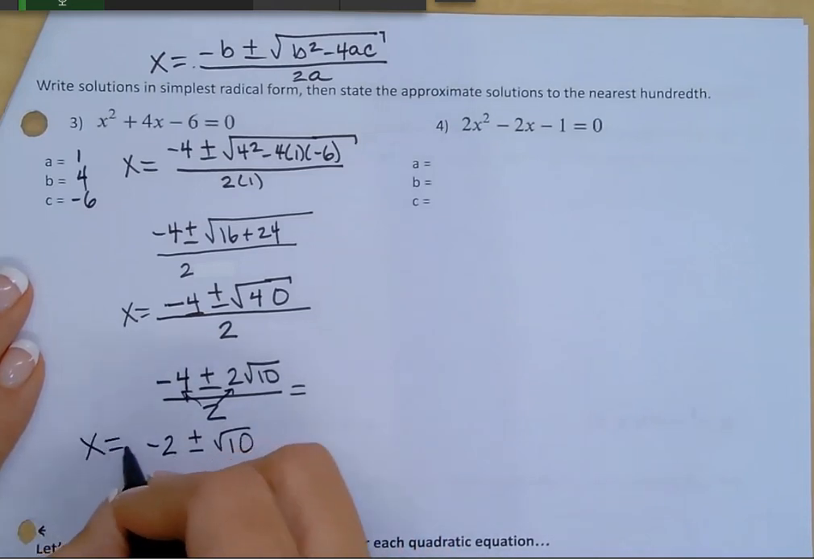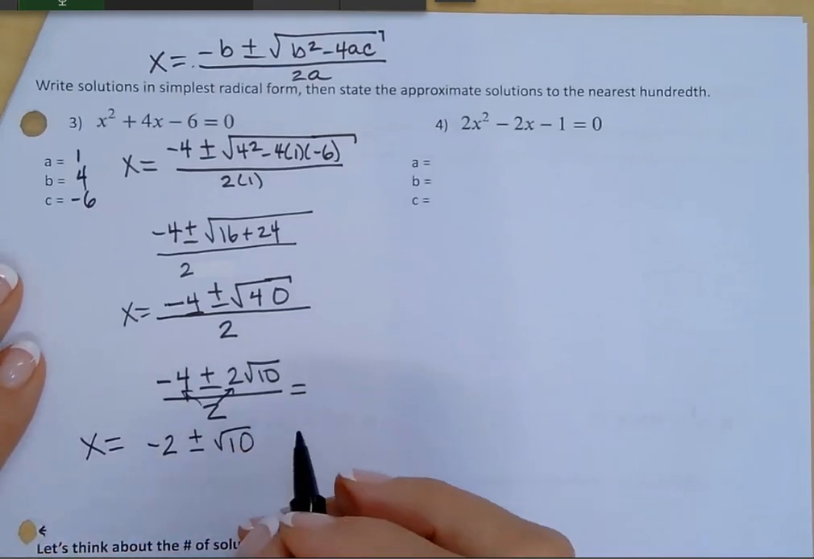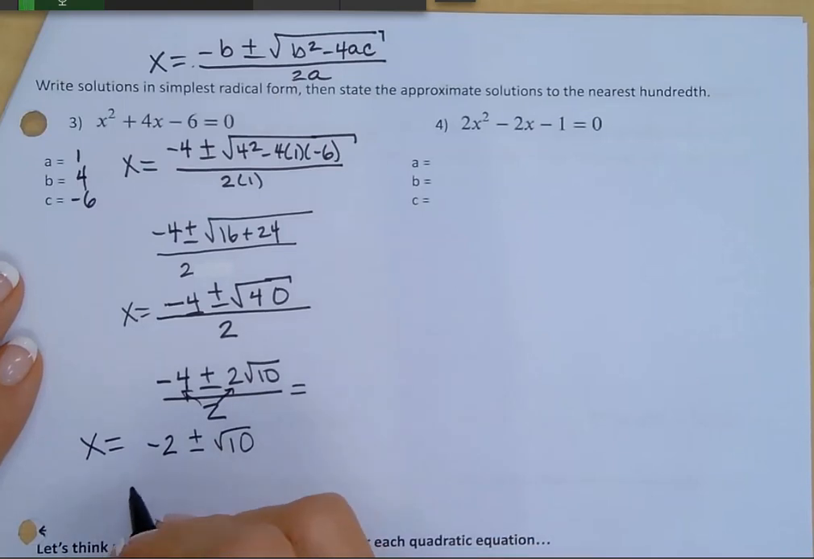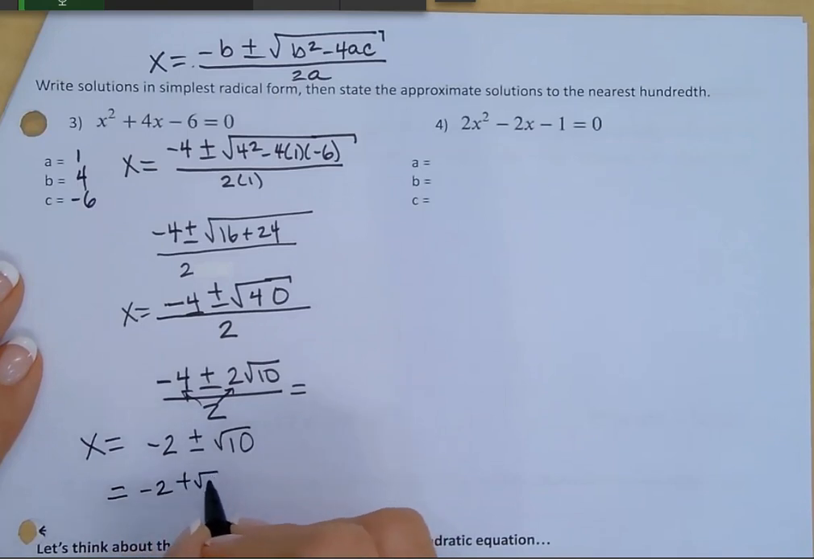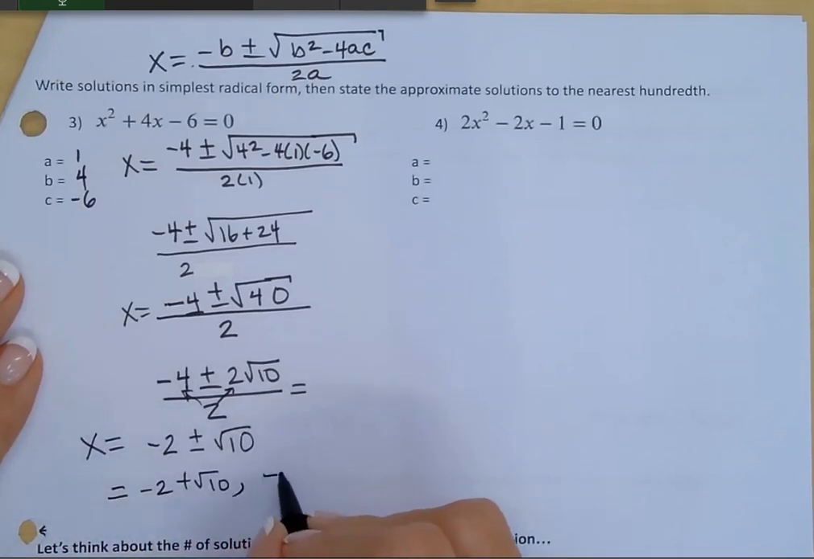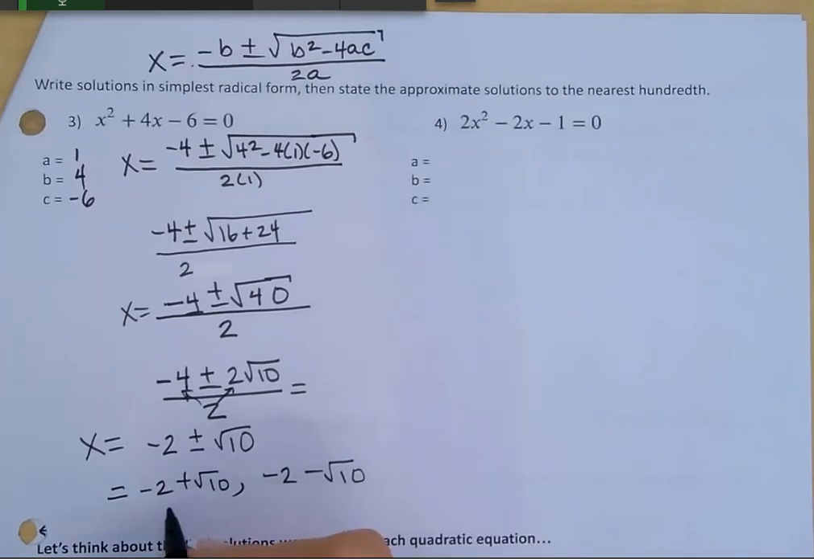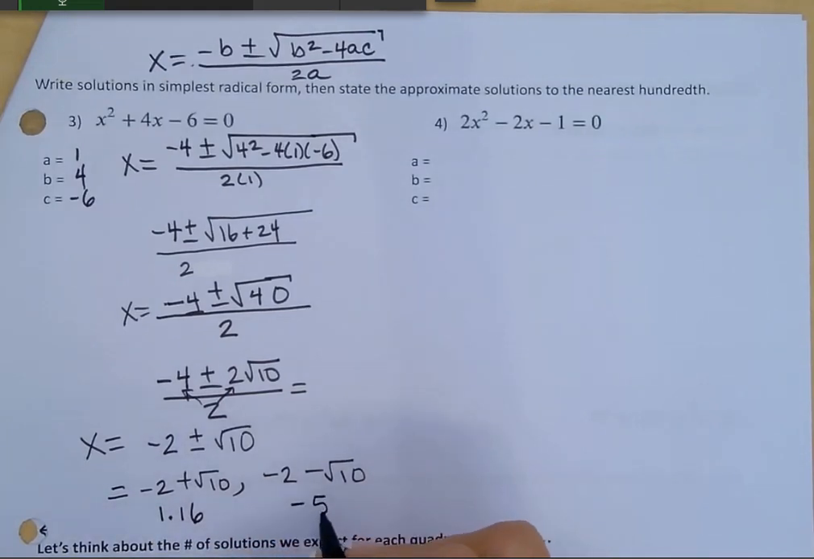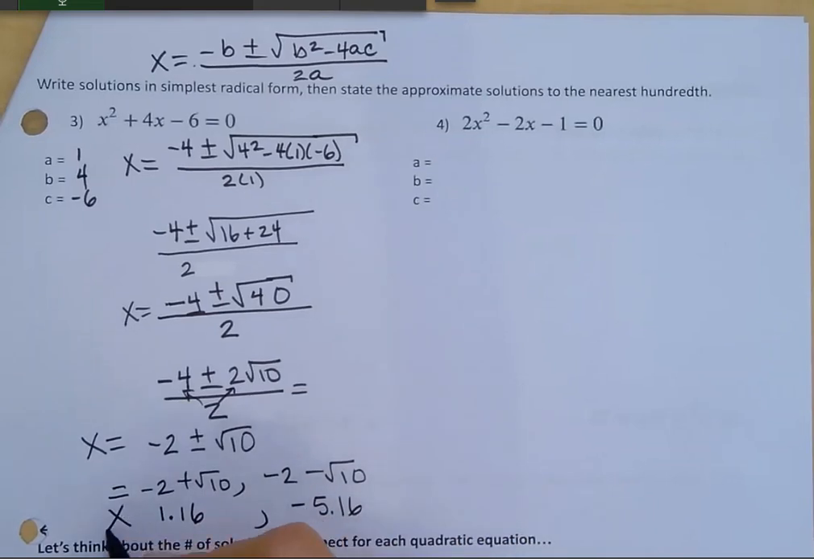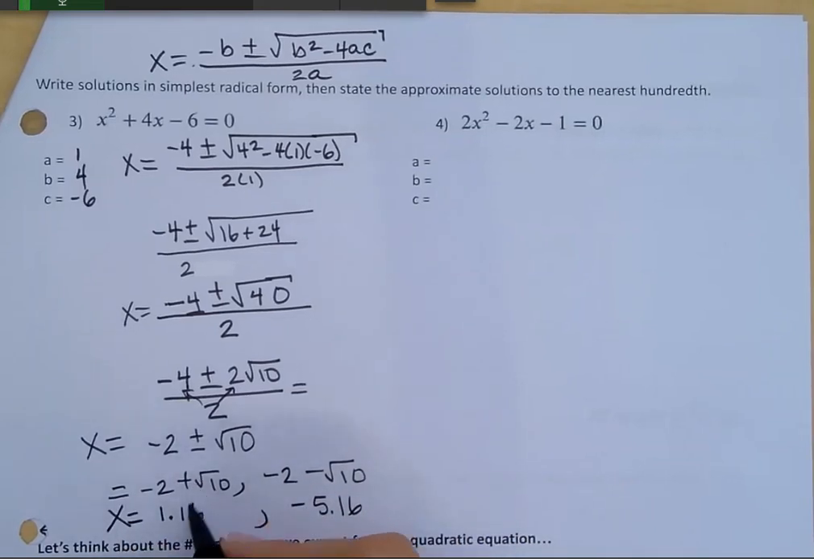Okay, so x equals negative 2 plus square root of 10, and x equals negative 2 minus square root of 10. So if I write this, it's going to be negative 2 plus square root of 10, negative 2 minus square root of 10, and if I do that square root on my calculator, I'm going to find that I have about 1.16 and about negative 5.16. Those are my two answers. X equals 1.16 if I do that, and negative 5.16 if I do that.